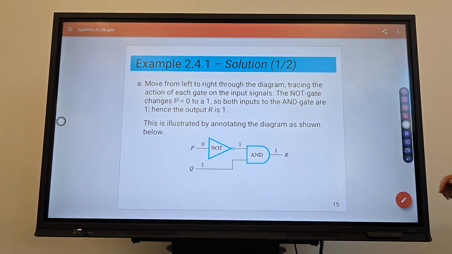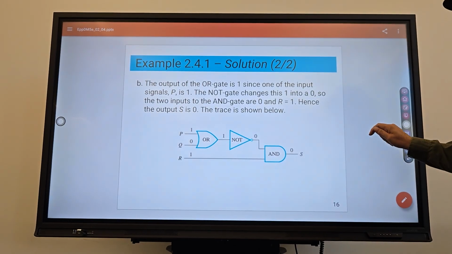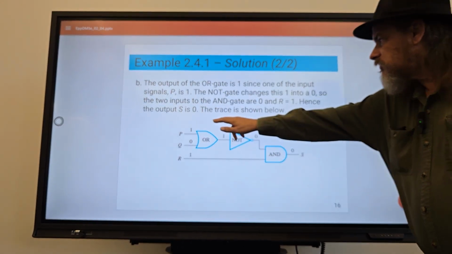So we just went through that, and so the output is, in fact, 0.